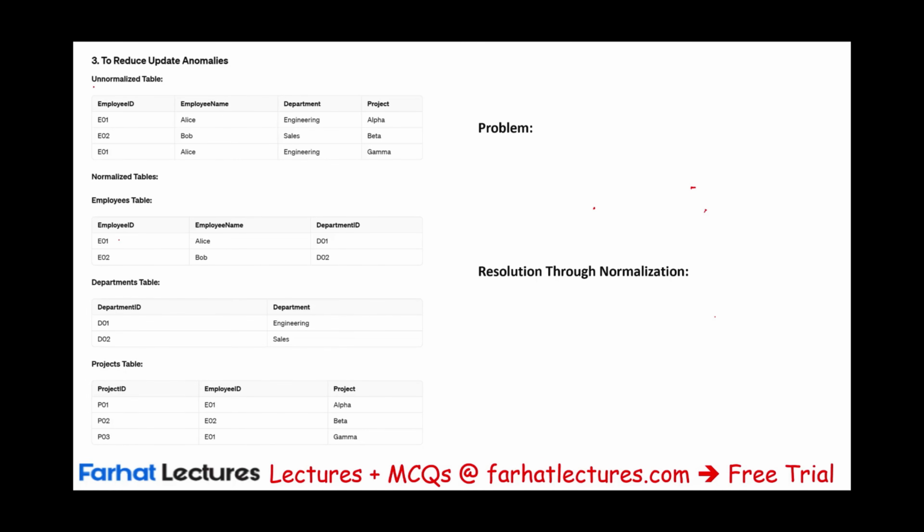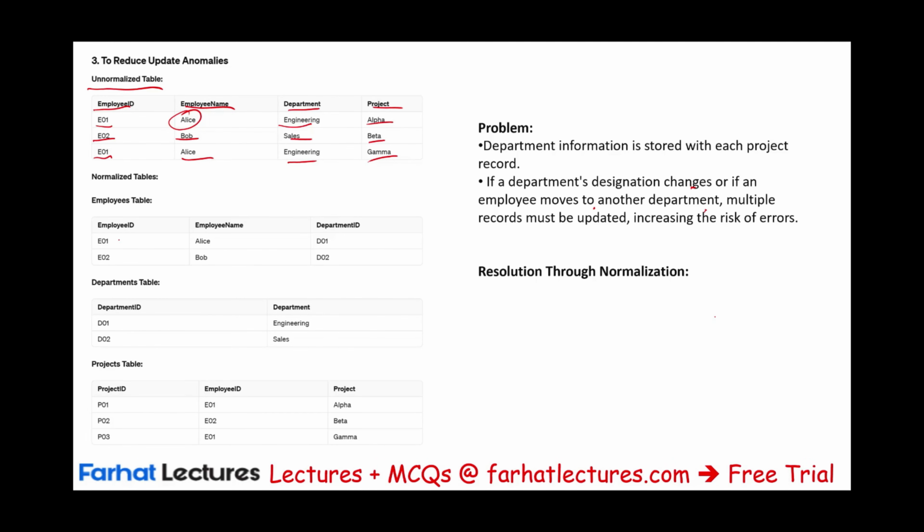Here we have an unnormalized table: employee ID, employee name, department, and project. Employee ID E01, Elise, engineering, working on project Alpha. E02, Bob, sales, working on Beta. E01, Elise, engineering, working on project Gamma. The problem here is that department information is stored with each project record. Now, if a department designation changes, or if an employee moves to another department, then we have to update multiple records, increasing the risk of errors.